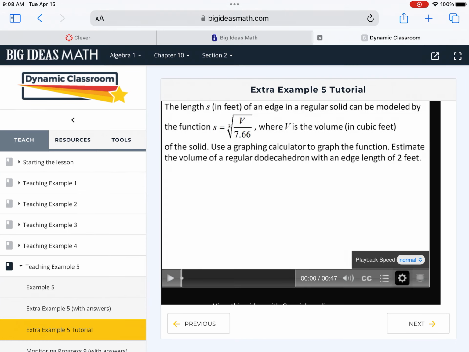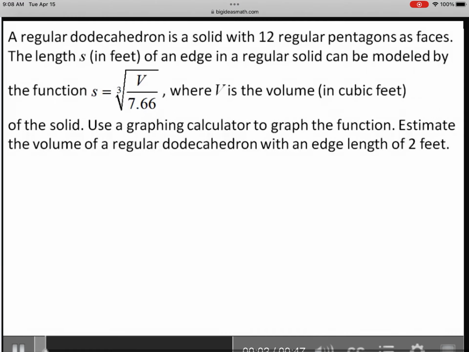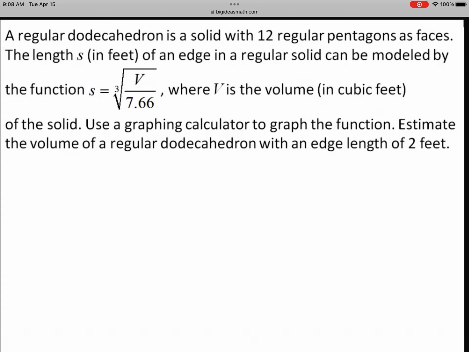A regular dodecahedron is a solid with 12 regular pentagons as faces. The length s in feet of an edge in a regular solid can be modeled by the function s equals the cube root of the quantity V divided by 7.66, where V is the volume in cubic feet of the solid.